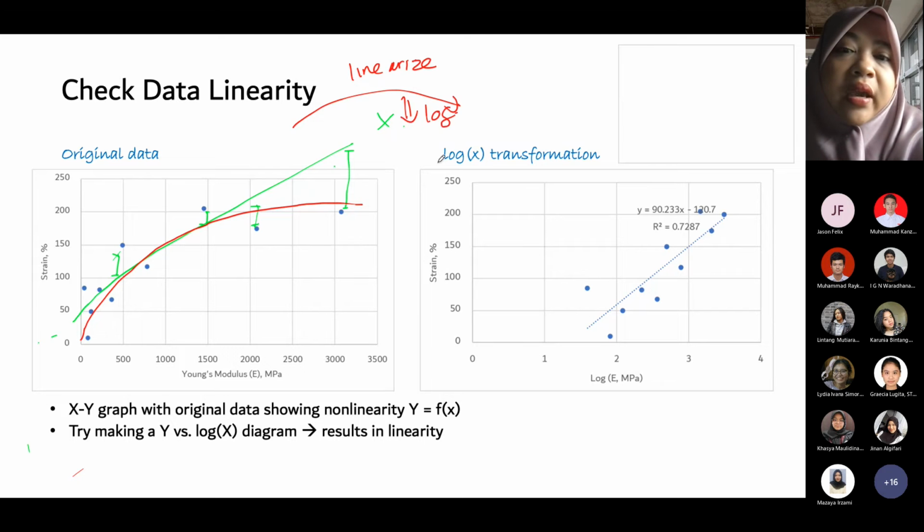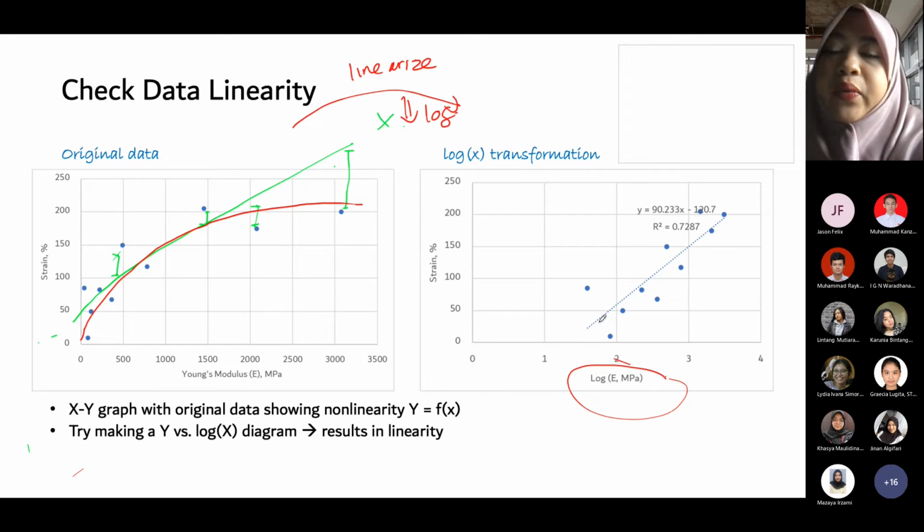Okay, so the second one is something that happens a lot in engineering and chemical engineering. We make one or two of the variables logarithmic. So we make this one a log, and the strain is still the same, and then we check it.